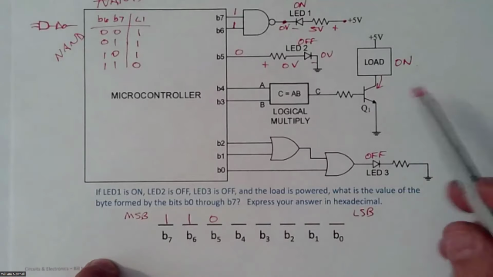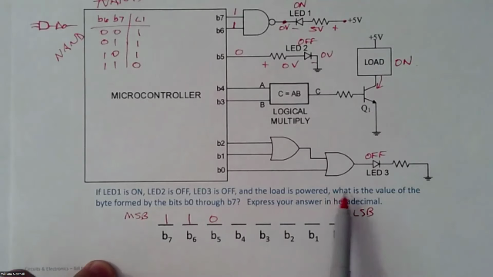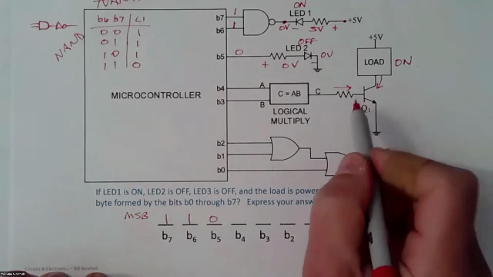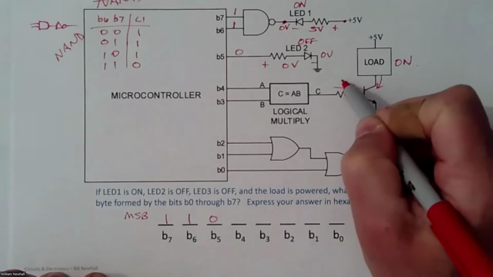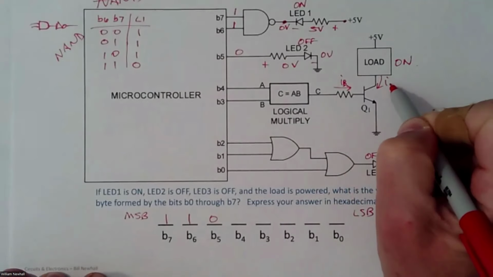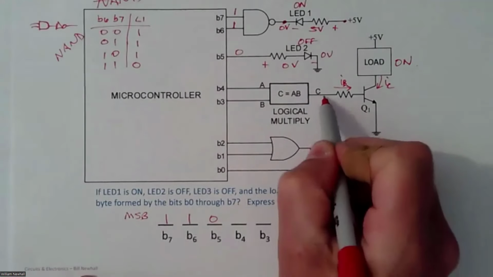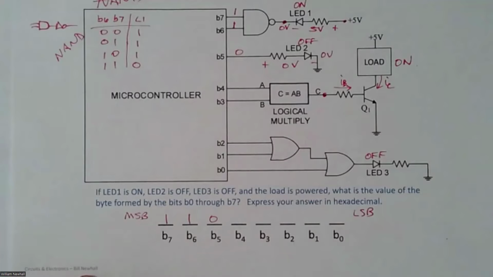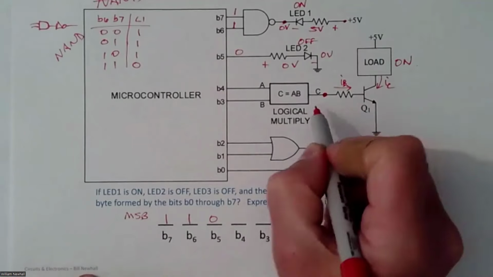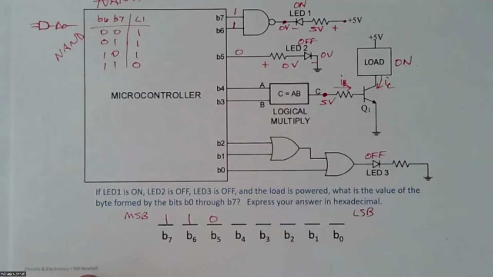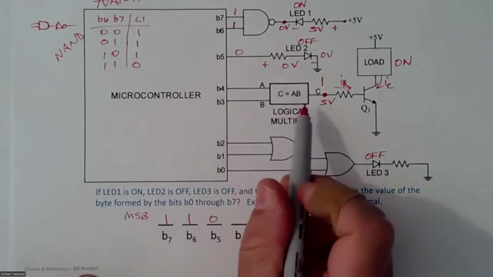This load is powered, right? This load is on, which means I have base current flowing into this transistor so that collector current can flow. That means I need some non-zero voltage here at the output, this value C. Okay, this is 5 volt logic. I need 5 volts here. So that's a logic level 1 at C.